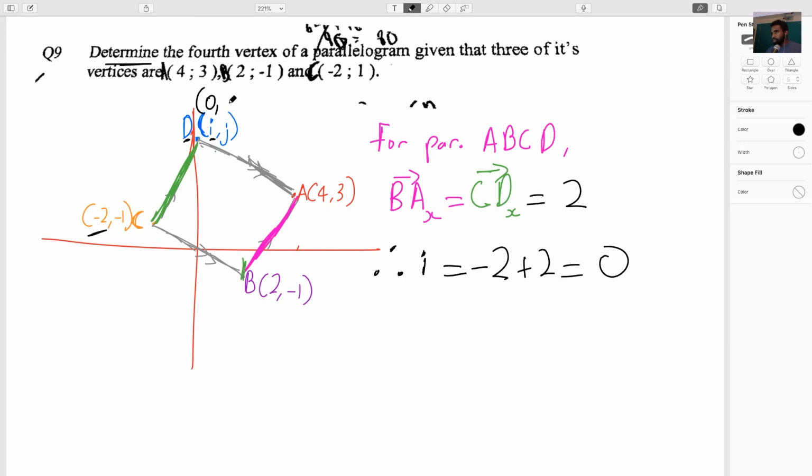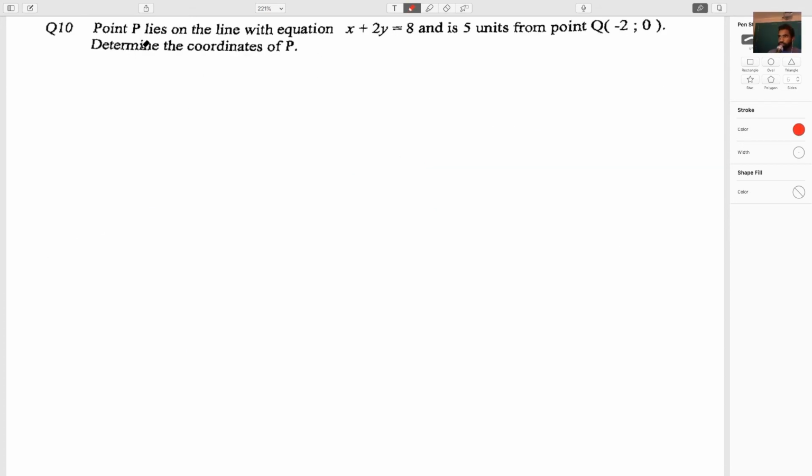And then you need to find the J. I'll leave you to find the J by just doing the same thing, but instead you write the y component. So the y component of BA should be equal to the y component of CD. And then you finish. All right, so the rest of that is homework. Good luck.